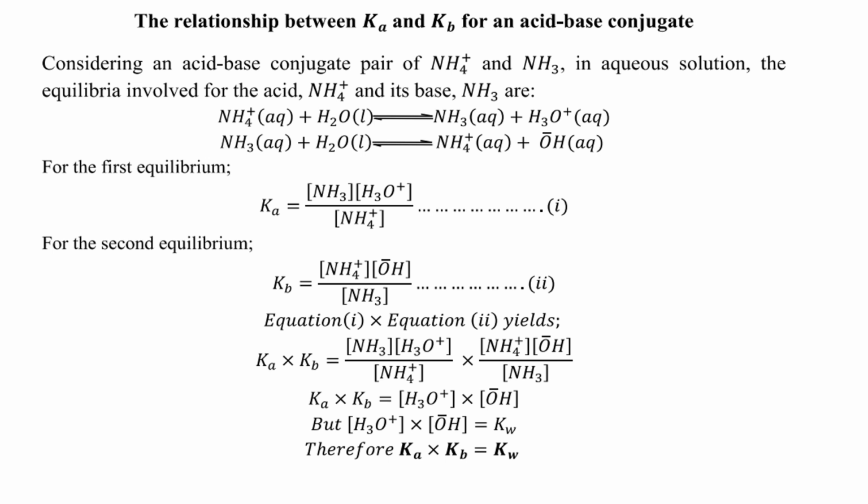Relationship between the acid ionization constant and the base ionization constant for the acid to base conjugate. Now we are saying that, considering the acid to base conjugate pair of ammonium ion and ammonia in aqueous solution, the equilibria involved for the acid, which is ammonium ion, and its base, ammonia, are going to be as follows.